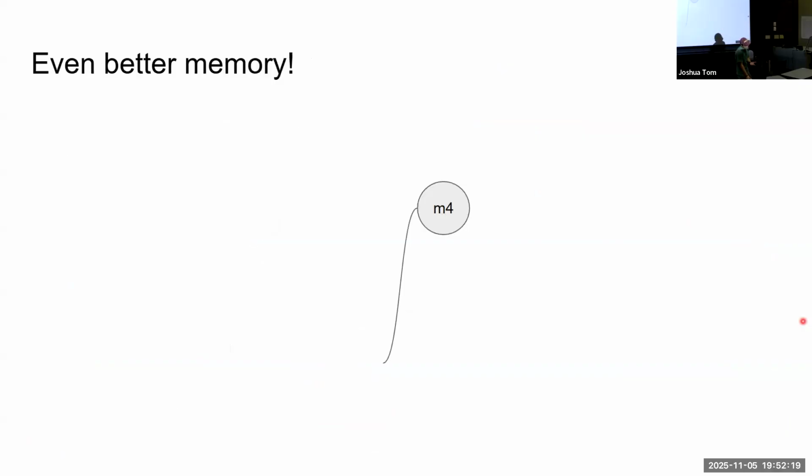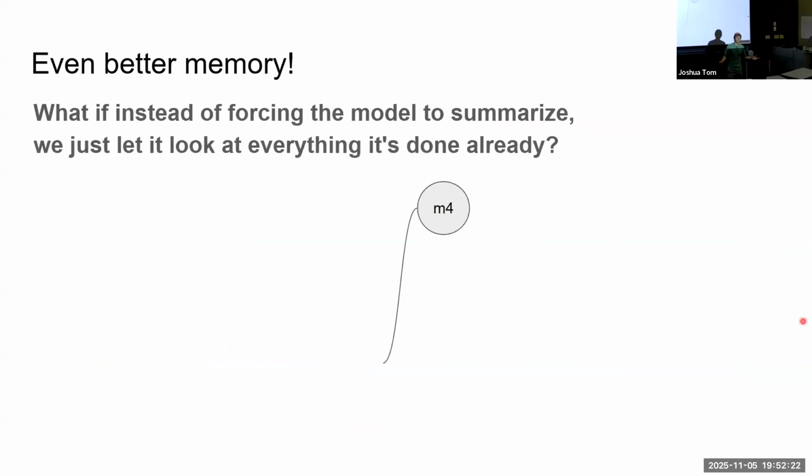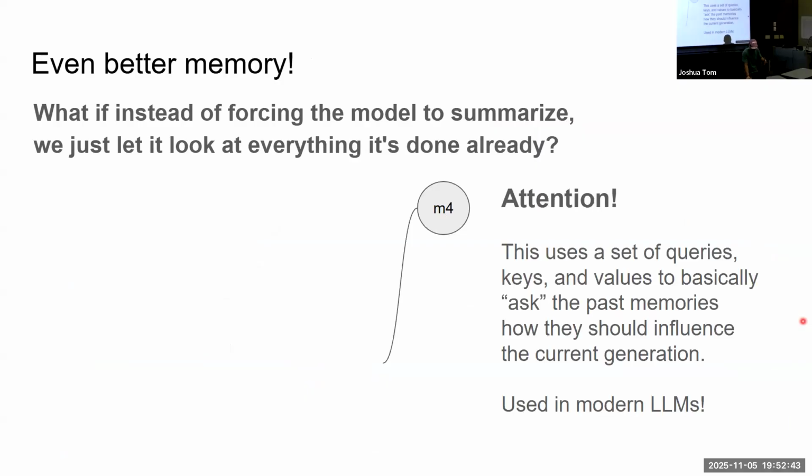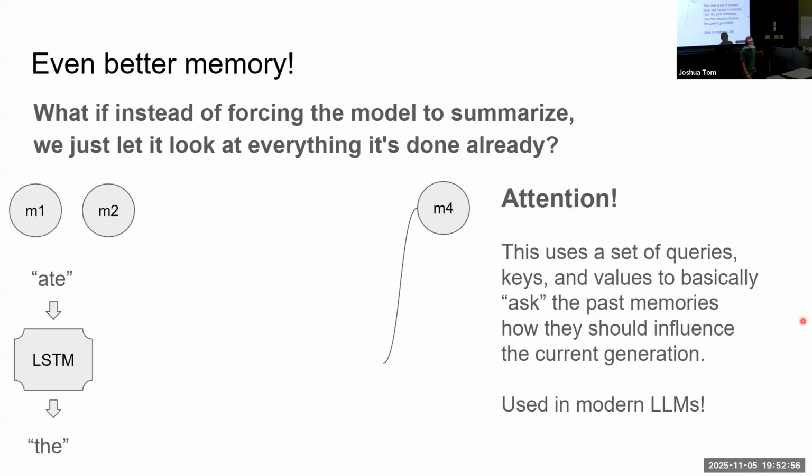So what if, instead of forcing cheap summaries, where it's like, hey, this is what happened in the smallest or most efficient form, what if we just got rid of that floating, summarized, condensed memory, and just let it look at everything? This is what attention is. It's a ton of queries, keys, and values. It's used in modern LLMs.